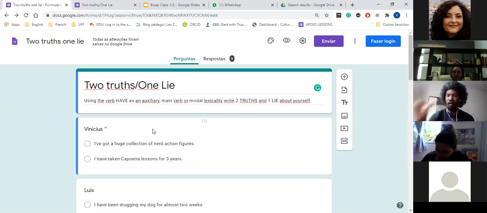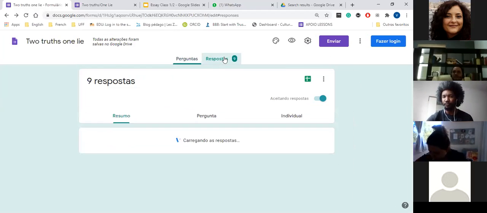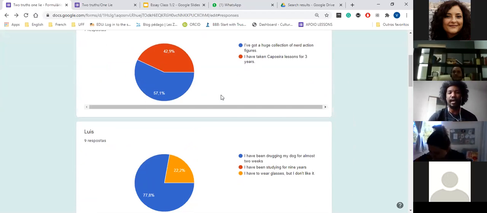And then after all of them have voted, we come back here, okay? We have a graph with the partial results. And then we have the student responsible for that answer explain what the lie was, and what really happened. So I tried to motivate them to write sentences about themselves and also invent new sentences, and also to practice a little bit of their oral skills while explaining the situation.